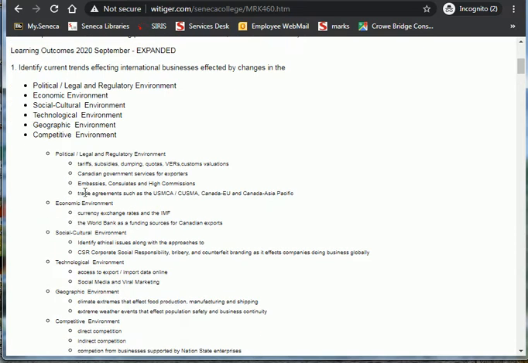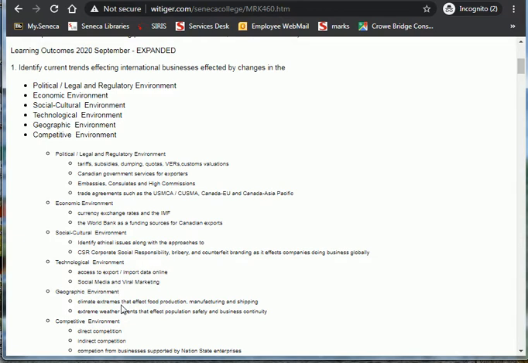The political environment, we'll talk about Canadian government services, embassies, consulates. Talk about currency exchange rates and the economic environment, the World Bank. Social cultural environment, we talk about ethics. The technological environment, we talk about social media and viral marketing. Geographic environment, we talk about climate extremes and weather and tsunamis and tidal waves and fire tornadoes and so on.